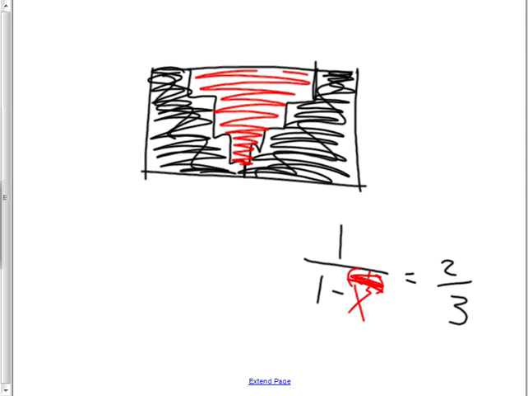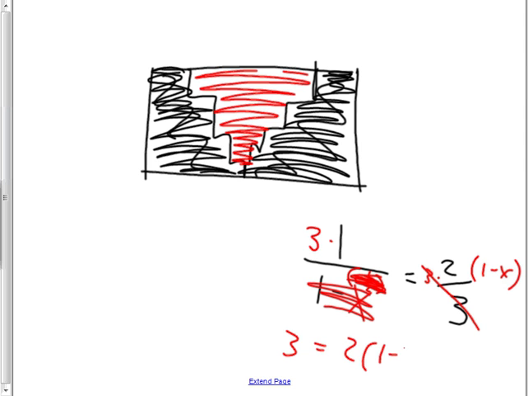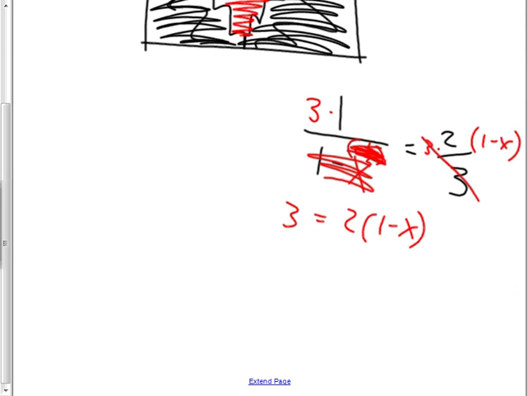So if we just solve this out the normal way, you just multiply both sides by 1 minus x, and this side would cancel, and this would become a 1 minus x over here. Then we multiply both sides by 3, and this becomes a 3, and then the 3 here cancels off with that. So I have 3 equals 2 times 1 minus x. Now I'm going to multiply it all out, and I end up with, dividing by 2 on both sides, 3 over 2 equals 1 minus x.